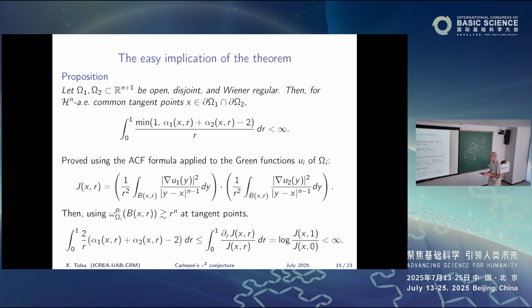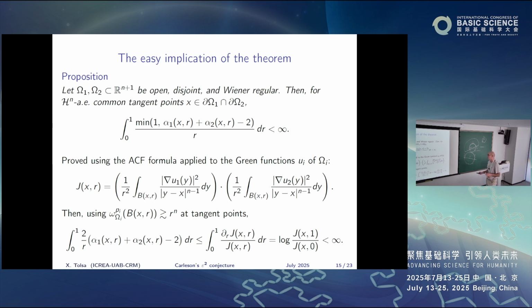This is proven using the Alt-Caffarelli-Friedman monotonicity formula applied to the Green functions. So we have, remember this formula, this is J(x,r). Then remember that the Alt-Caffarelli-Friedman monotonicity formula says that this quotient here is larger than this quantity. What we do is just integrate between 0 and 1. The theorem of Alt-Caffarelli-Friedman, I repeat, says that this thing is smaller than this one. So when we integrate, this is log of J(x,1) divided by J(x,0).